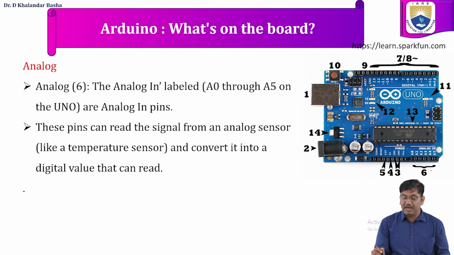Next, you can see the analog pins. The analog inputs are labeled A0 to A5, a total of 6 channels existing to take analog input. These pins can read the signals from an analog sensor like a temperature sensor and convert them into a digital value that can be read and processed by the processor in the Arduino board.